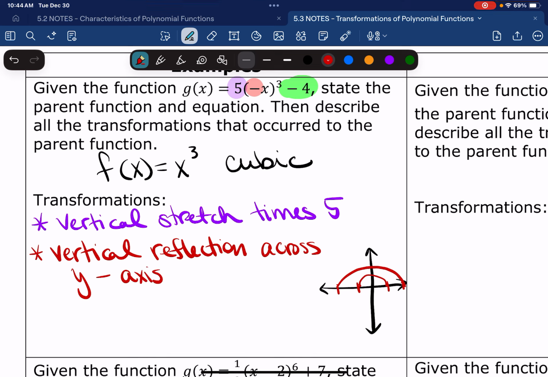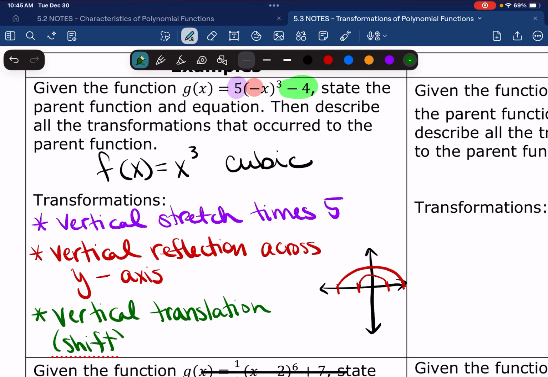All right, and then we've got that minus 4 there at the end. The minus 4 is not in parentheses with my x variable, so it's changing my y variables. So anytime you are adding or subtracting, it's a shift or a translation. Because it's not changing x's, it's changing the y's. So this is a vertical translation. Some people say shift. Either word is appropriate, but you should know them both. This is a vertical translation or shift down 4 units.